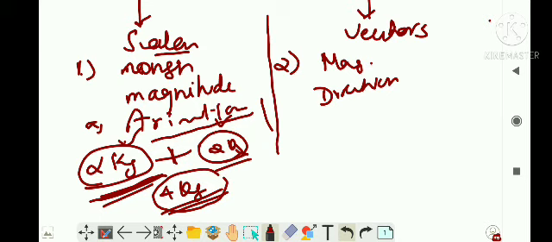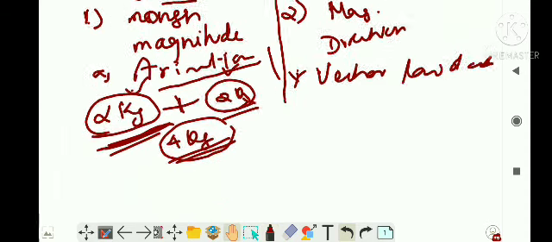But if you are talking about vectors, vectors always have to follow the vector law of addition. It is very, very important, and that is something which has to be followed by vectors. Clear? It has to always follow the vector law of addition. Now I will tell you what is the importance.